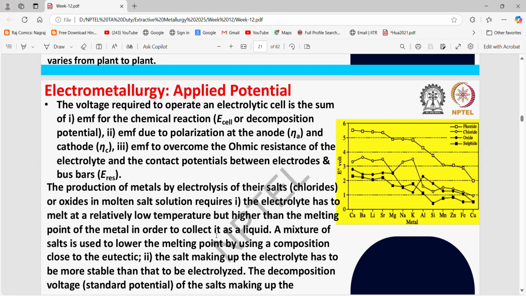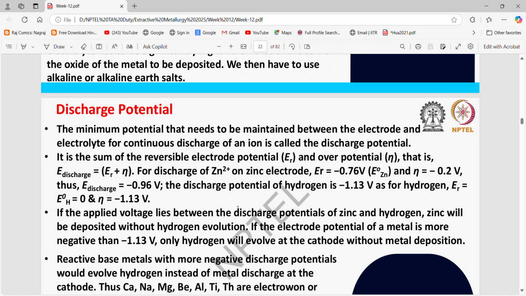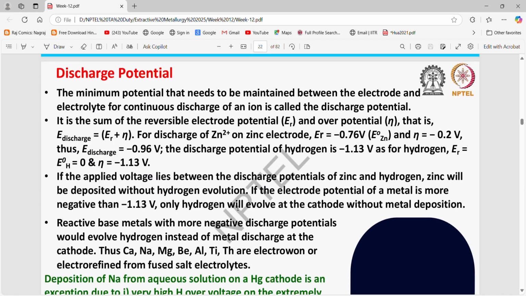Then coming to the discharge, we have talked about applied potential. Now coming to the discharge potential, the minimum potential that needs to be maintained between the electrode and electrolyte for continuous discharge of an ion is called the discharge potential. It is the sum of the reversible electrode potential and overpotential, that is E discharge equals ER plus eta. For discharge of Zn2+ on a zinc electrode, ER equals minus 0.76 volt and eta is around 0.2 volt. Thus, E discharge will be around 0.96 volt.